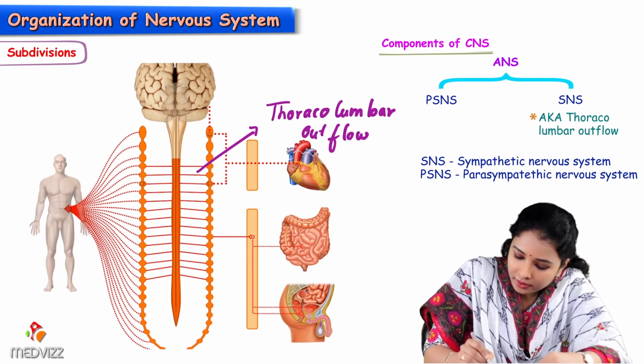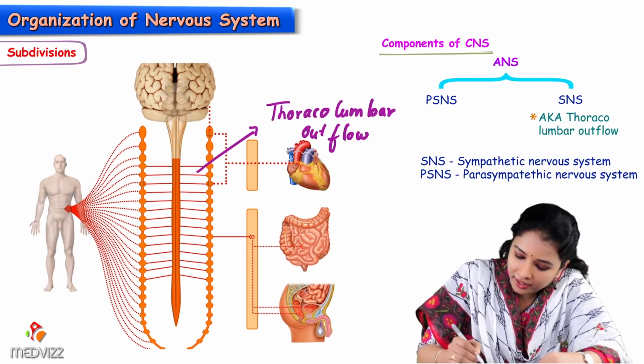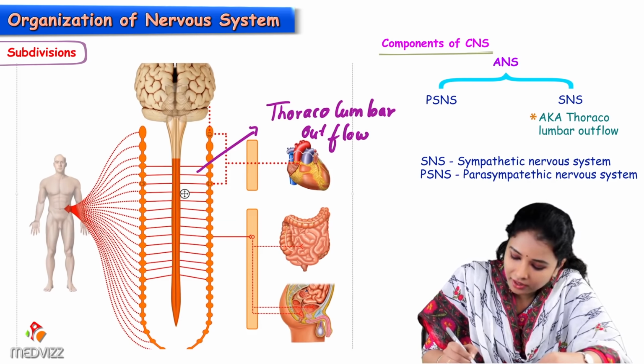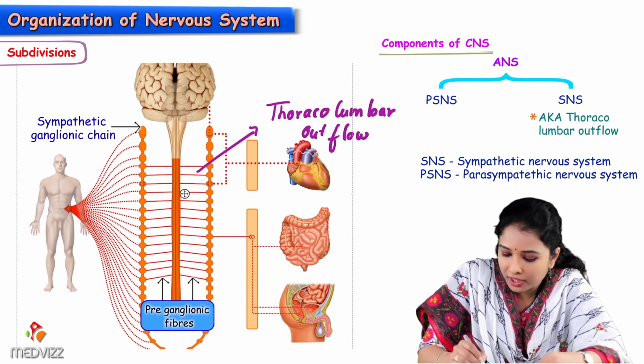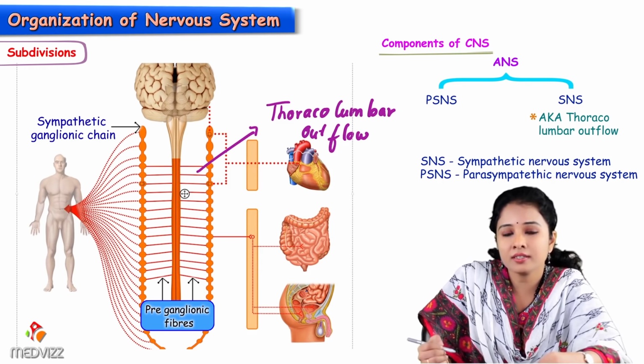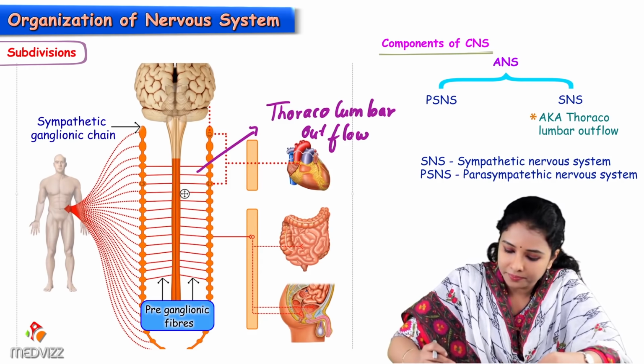because it is arising the nerves which relay in the sympathetic chain, which is present on each side of the vertebral column and arising from the spinal cord, preganglionic fibers and postganglionic fibers from the sympathetic chain. They go to various parts of the body.